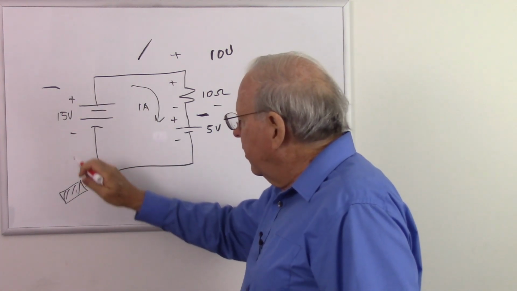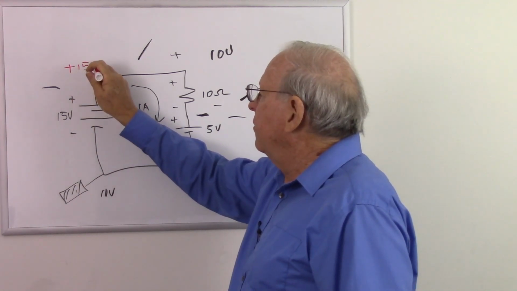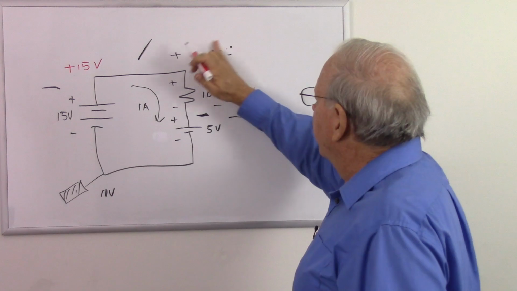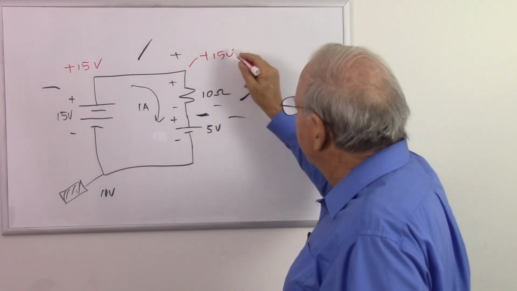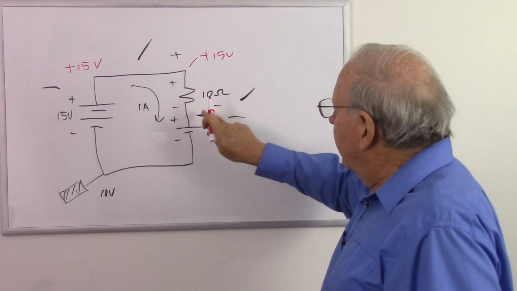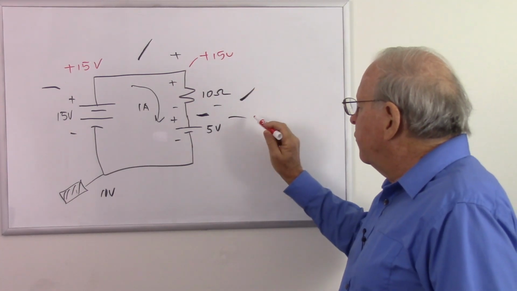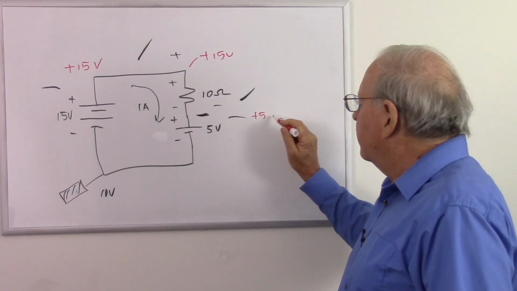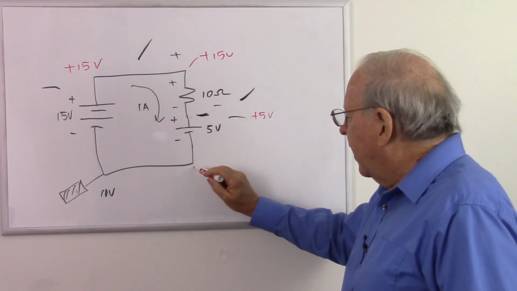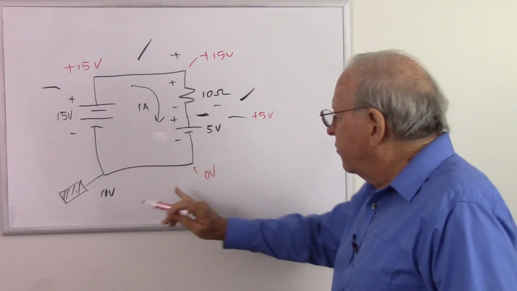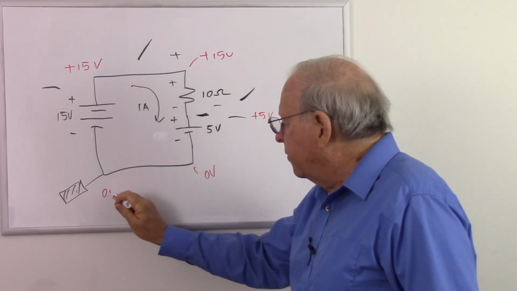So if we start here at 0, we go up plus 15 volts. And at this point here, we will still have plus 15 volts. But now we have that 1 amp going through 10 ohms, so we are going to lose 10 volts here with plus 5 left over. And then what are we going to lose? 5 volts plus to minus and have 0 volts again. That doesn't mean anything because we're looking at that a different way, 0 volts.